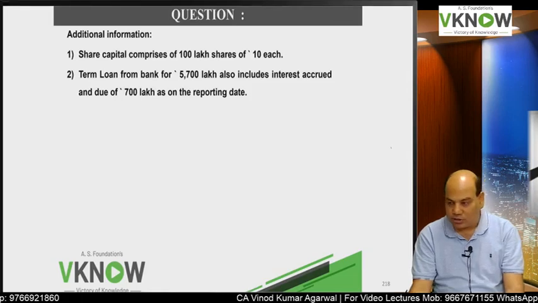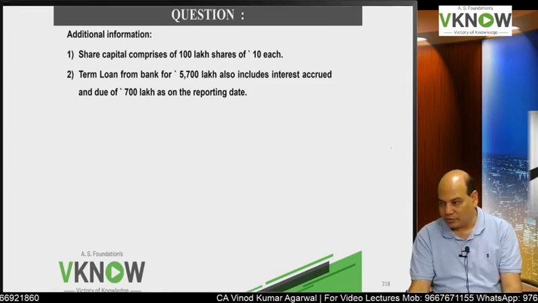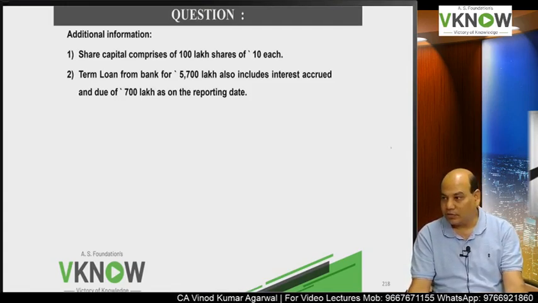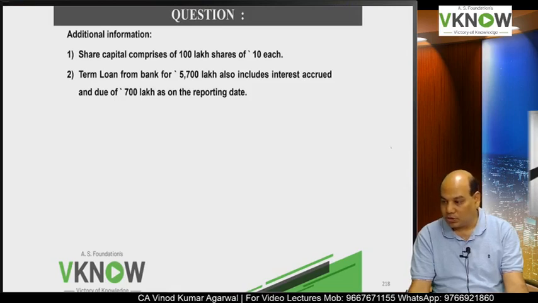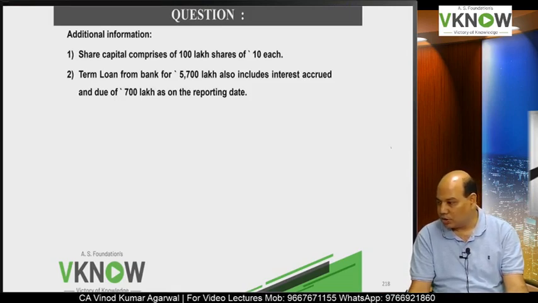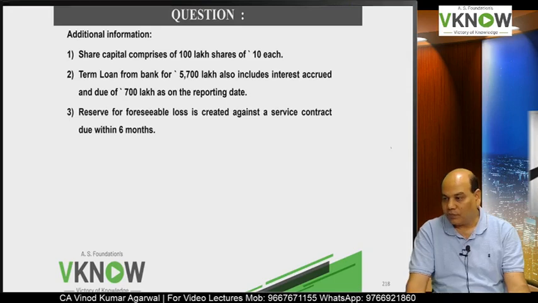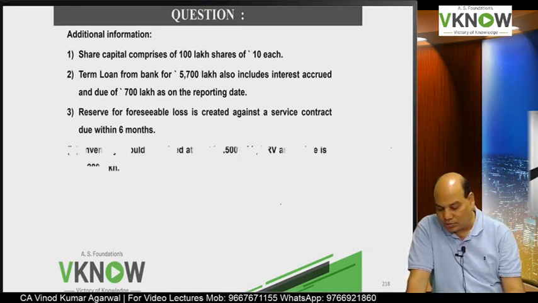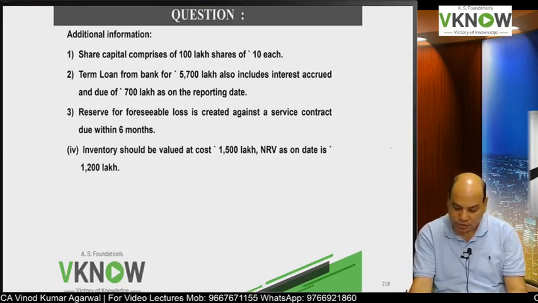Share capital consists of 100 lakh shares of 10 each. Even if it was not given, it's already in the balance sheet. Term loan from bank 5700 lakh includes interest accrued and due of 700 lakh as on the reporting date. Reserve for foreseeable losses created against a service contract due within 6 months. I am not explaining, it is the same.